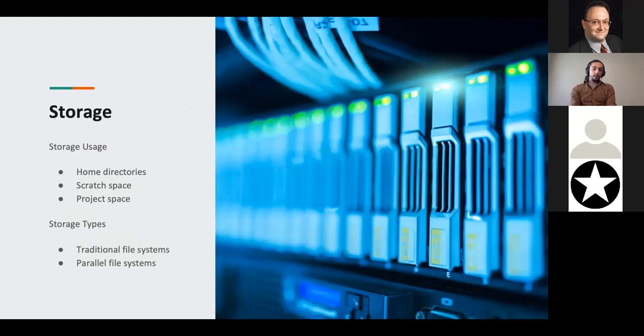So we mainly have home directories, Scratch space, and project space. And usually the home directories and the project space are enterprise storage systems where you make sure that you have redundancy, backups, long-term storage and archival plans to recover from, like now what we are seeing getting very popular is ransomware attacks. How do you recover from these things?